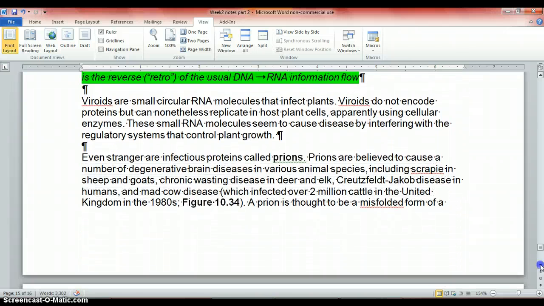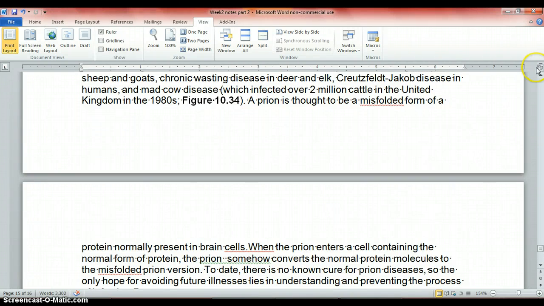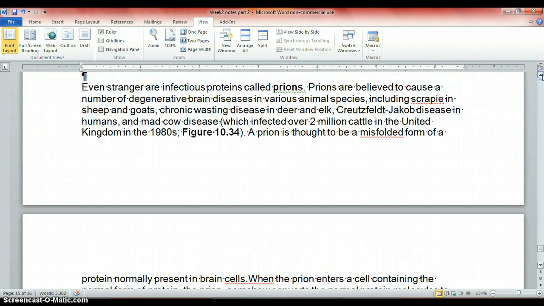Okay, is this our last page? Almost. Okay, I guess I could just look down over here and say, oh yes, almost.